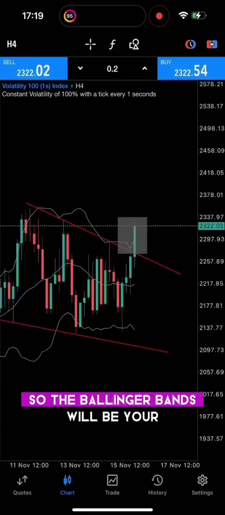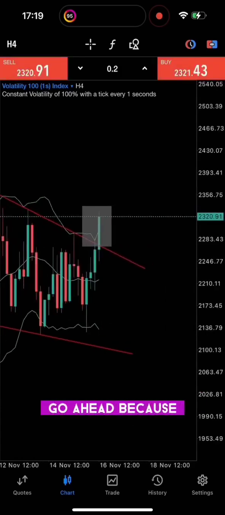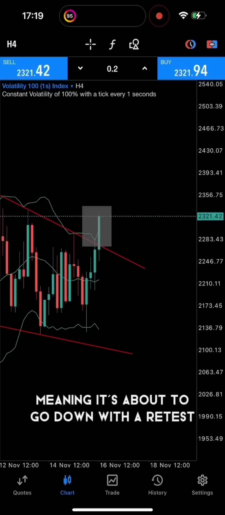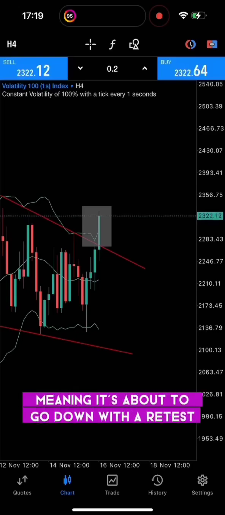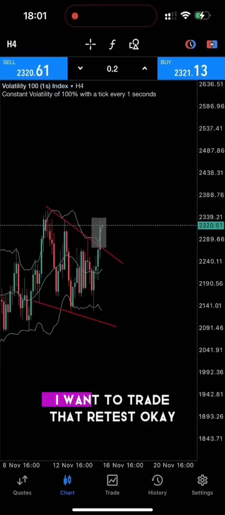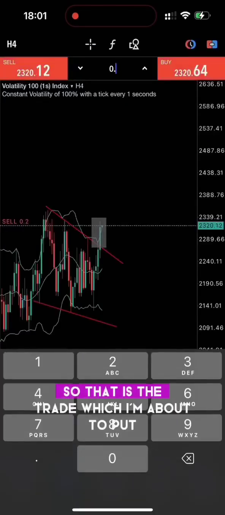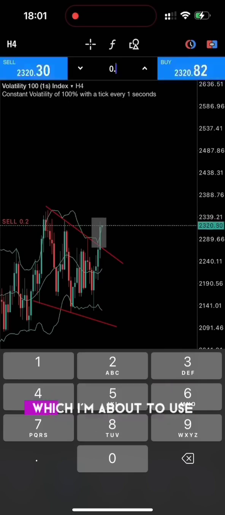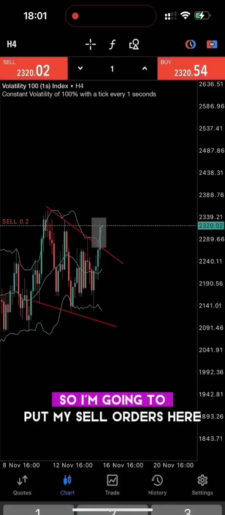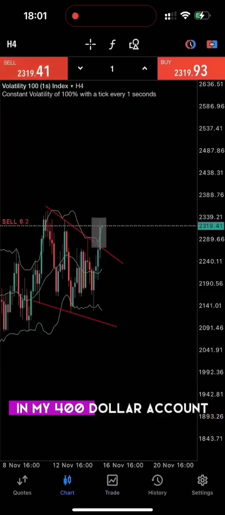So the Bollinger Bands will be your go-ahead because it has touched the top Bollinger Band, meaning it's about to go down with a retest. As for me, I want to trade that retest, that pullback. So that is the trade I'm about to use. I'm going to put my sell orders here in my $400 account.